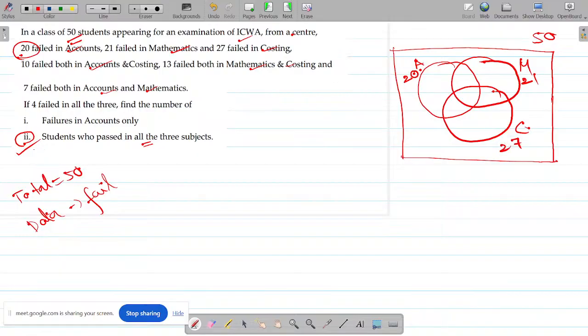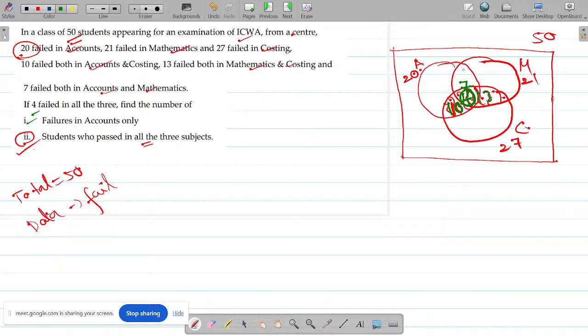10 failed both in accounts and costing. So accounts and costing is this region. This full region is 10. Then 13 failed both in mathematics and costing, so this full region is 13. This is 10 and this is 13. And 7 failed both in maths and accounts. So this is 7. If 4 failed in all the three, this complete region is 4.